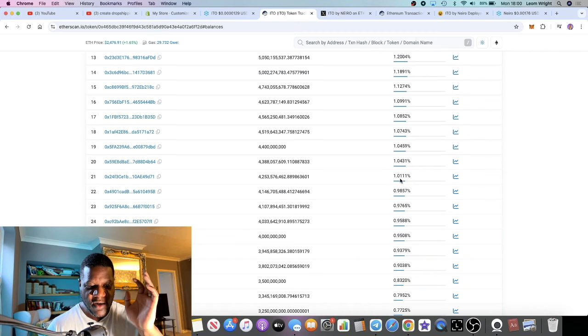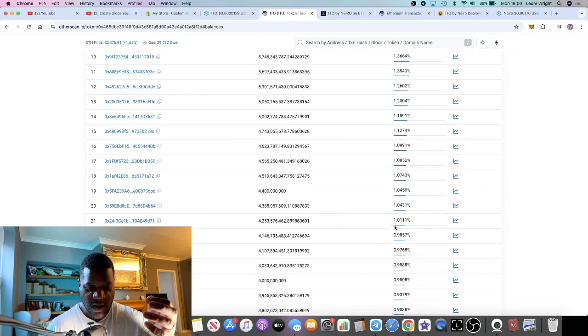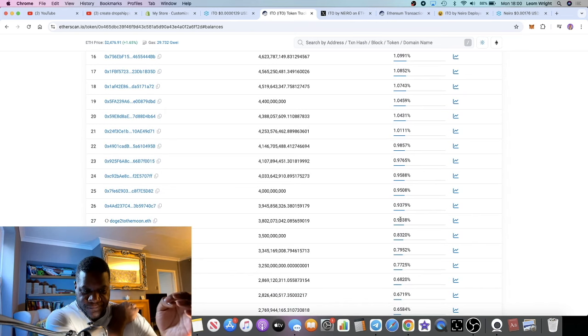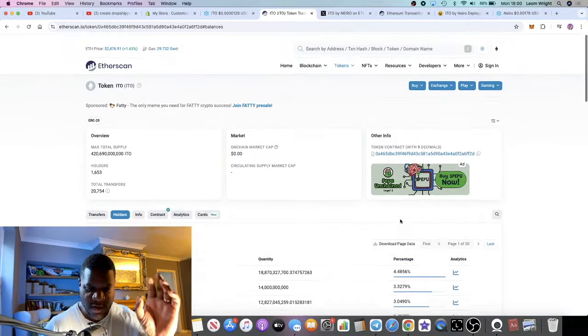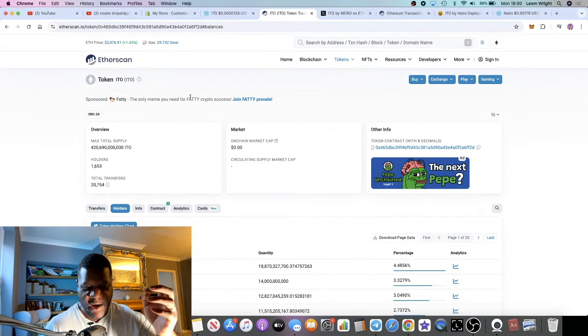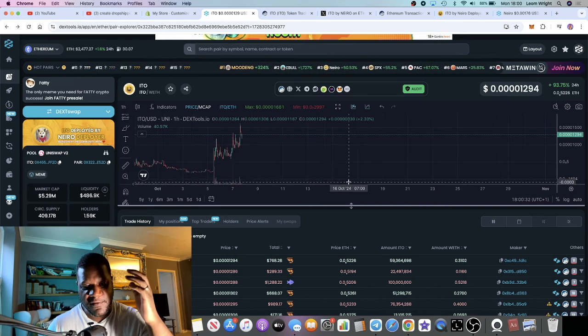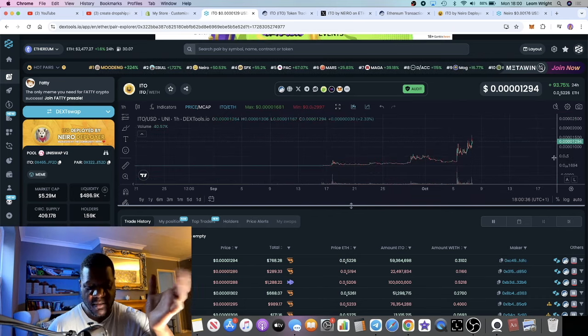In fact, the top 21 holders each control 1% up to 3% of the supply. After the top 20 holders, nobody owns more than 1% of the supply in this token. So the distribution looks pretty okay. 1,653 holders. So looking at all of this, I would say that this is a very bullish altcoin.